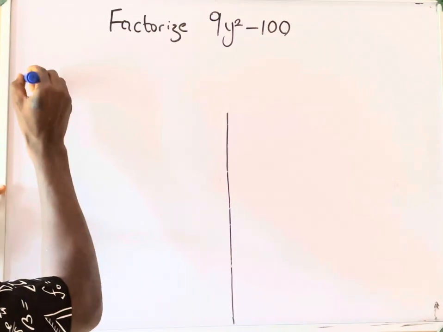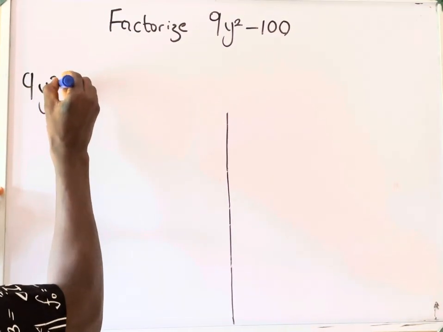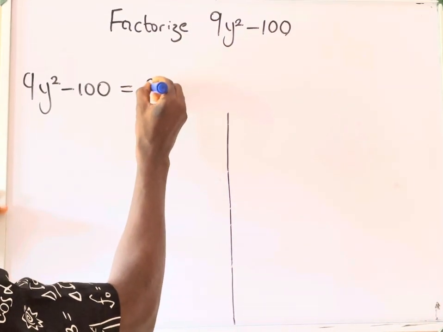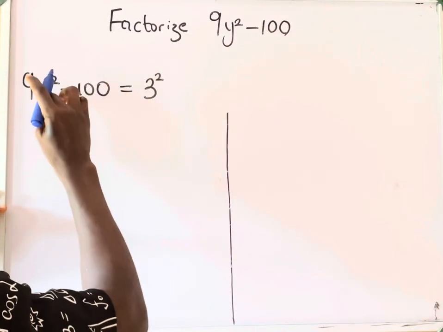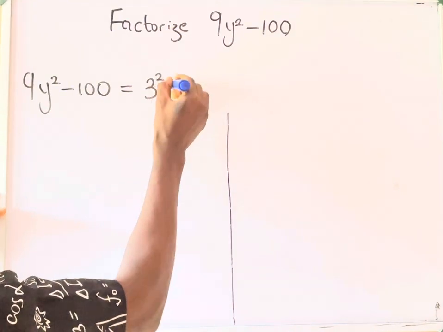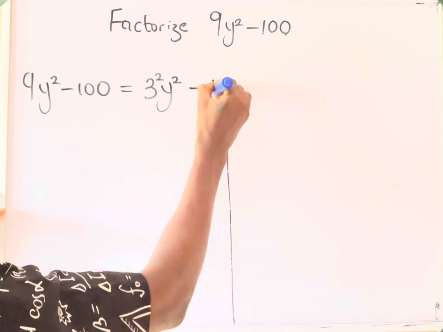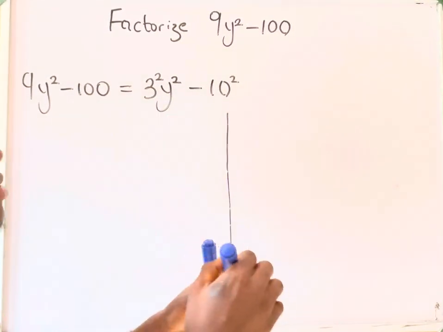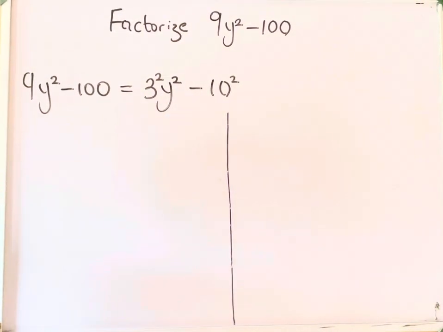So now, this can also be written as, I've not solved anything yet. I'm just writing 9y squared minus 100 as the same thing as 3 squared, this 3 squared is 9, 3 squared y squared minus 10 squared. I just wrote it in the square form here, so I have not done anything strange.